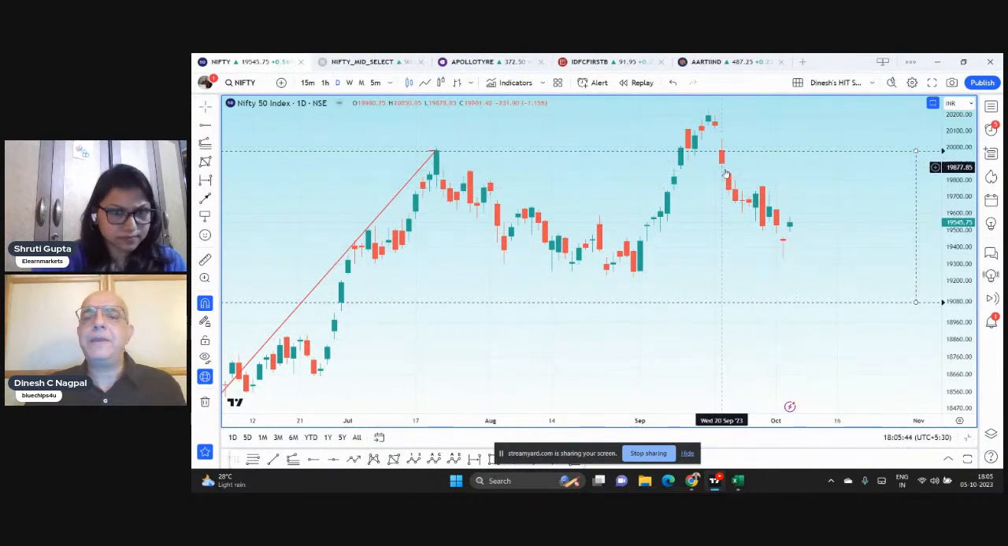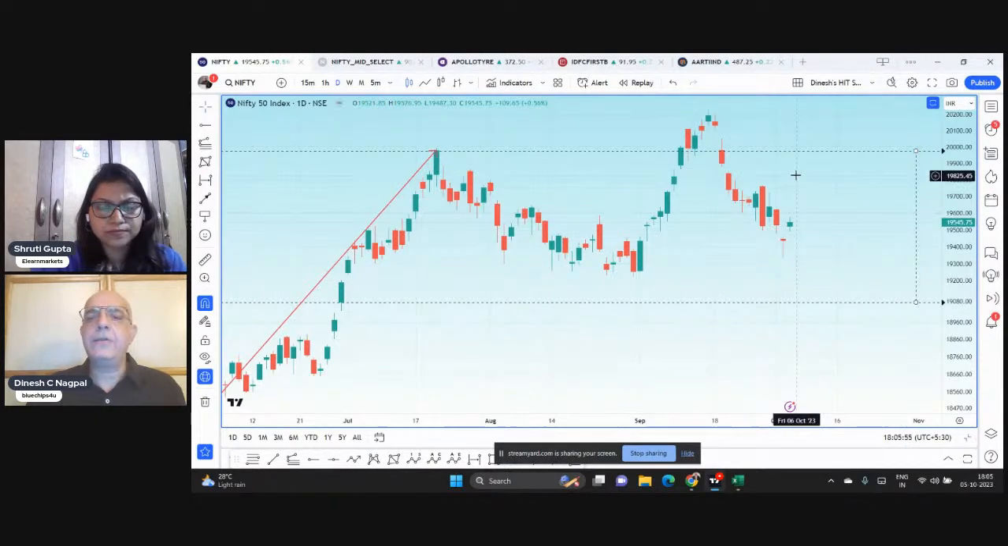And then this gap area, which is here between 19,880 and 19,850, could be covered back, recovered back.